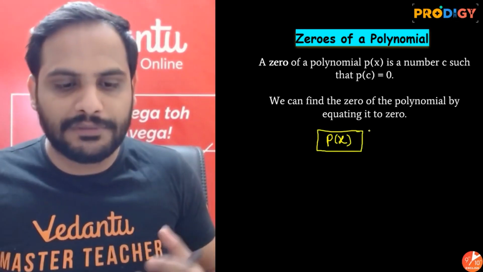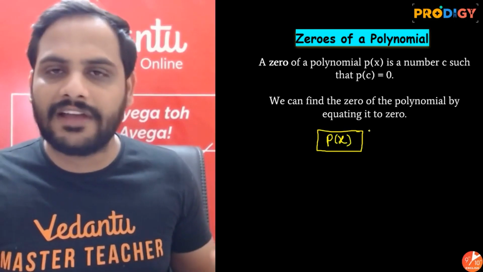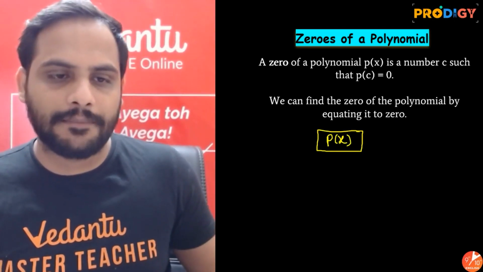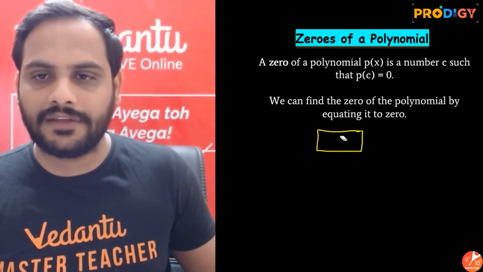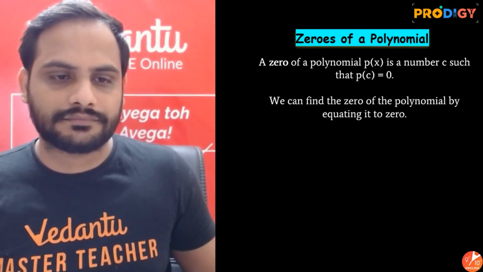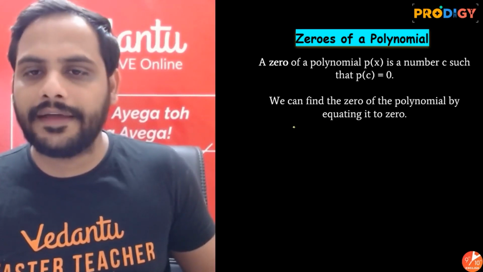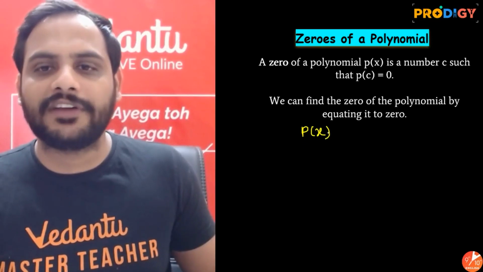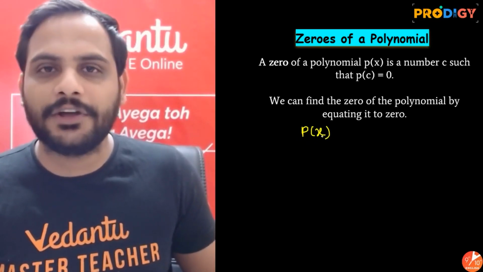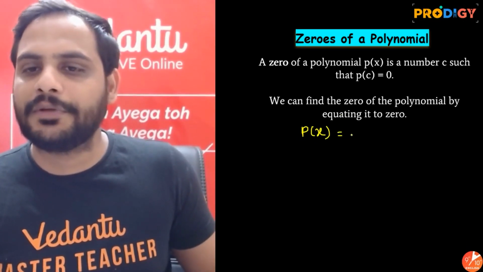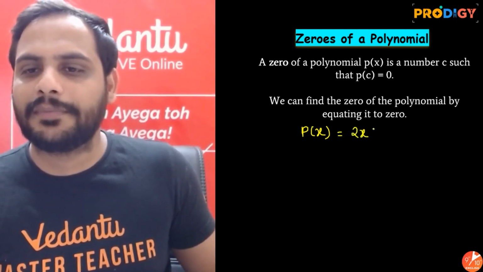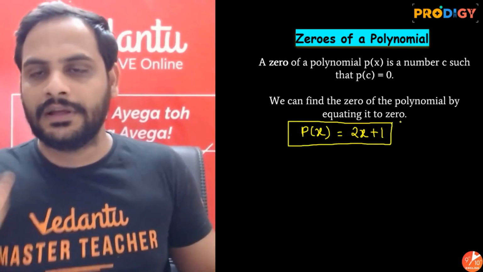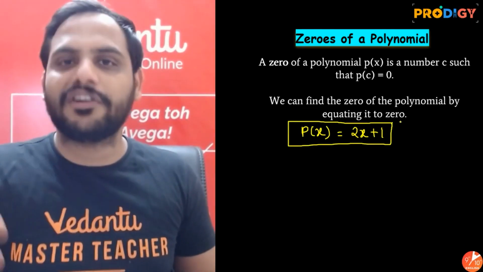Now, this polynomial p(x) will have different values at different values of x. Let us solve it with the help of one example. This is how we write a polynomial, p of x. So let's say I have taken a polynomial p of x, which is 2x plus 1. This is a polynomial p of x, which is 2x plus 1.